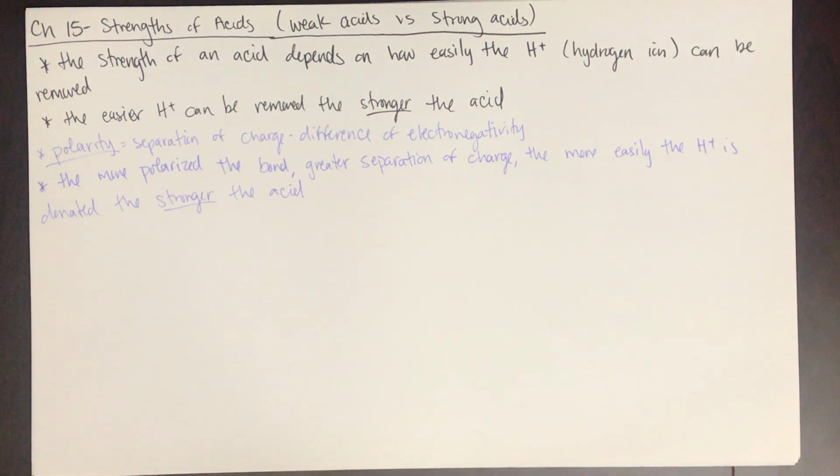So the more polarized the bond, the greater the separation of charge, the more easily the hydrogen ion is donated, the stronger the acid. So strong acids are molecules that will readily, easily donate a hydrogen ion.